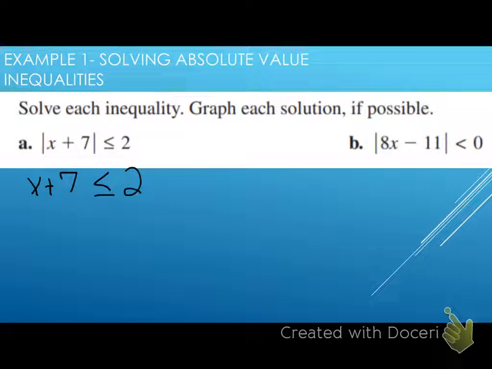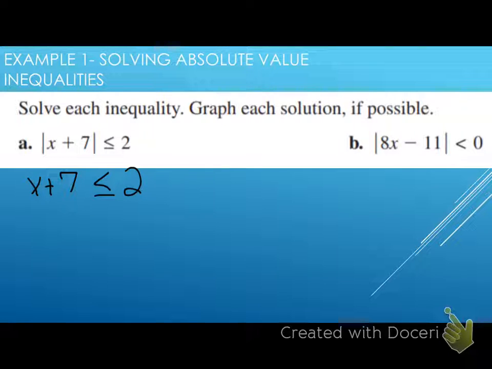Can someone raise your hand and tell me? Right here. Minus 2 on both sides. My second inequality, what's it going to look like? I'm not solving this one yet. Okay. 8x minus 11. Nope. We're not on letter B.